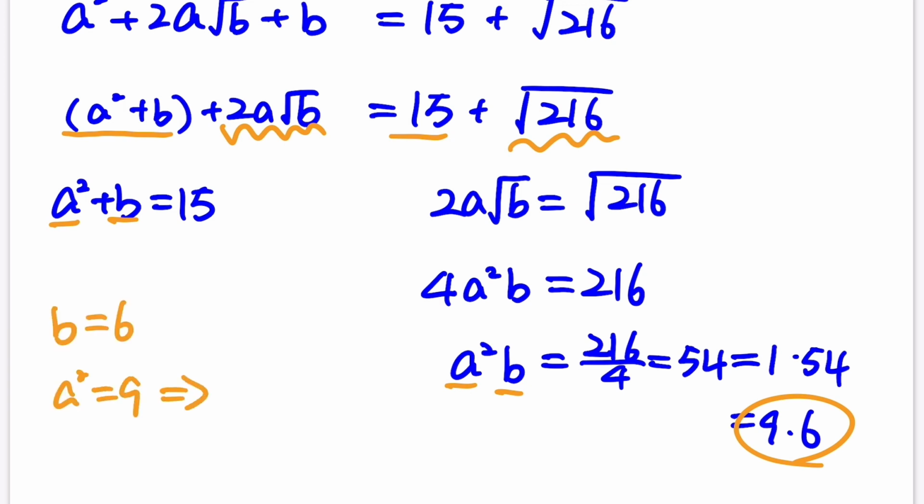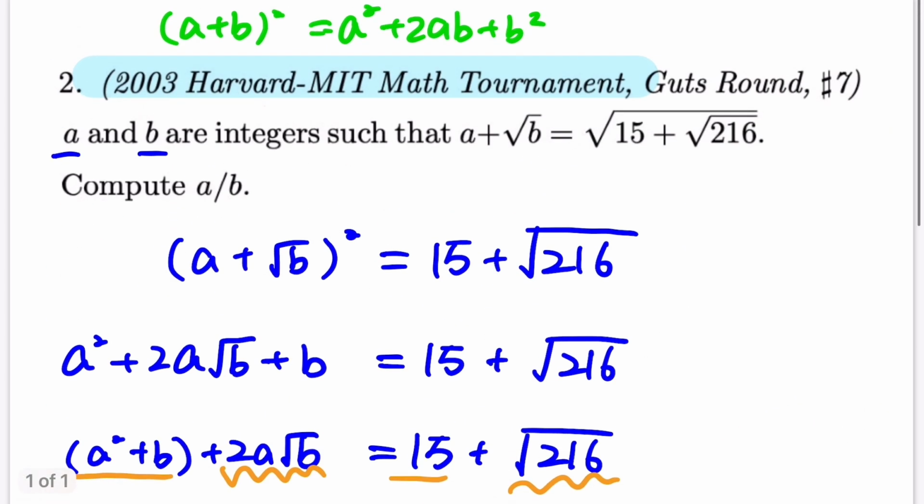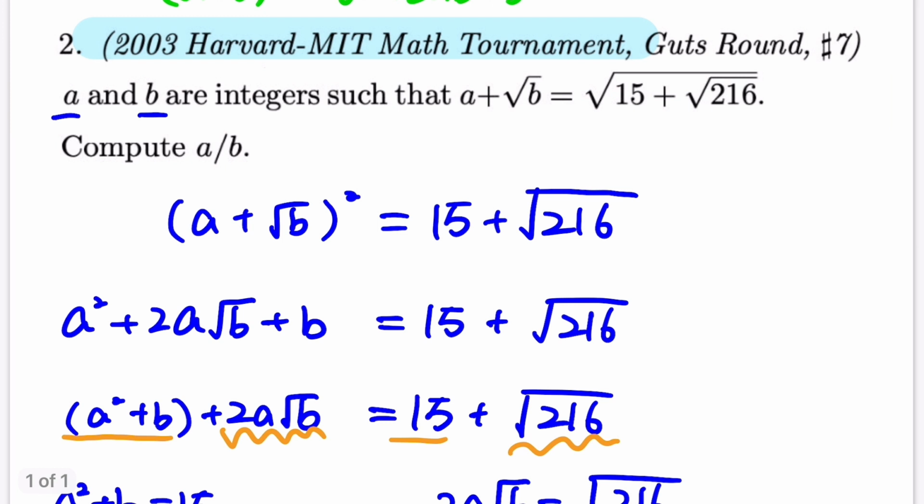So a squared is equal to 9, then there are two possibilities. Either a is equal to 3 or a is equal to negative 3. They have the same magnitude. The only difference is the sign. Then I go back to the original equation and then I check the sign of the root part. The irrational part square root of 216 has a positive sign. This means that a also has to be positive.